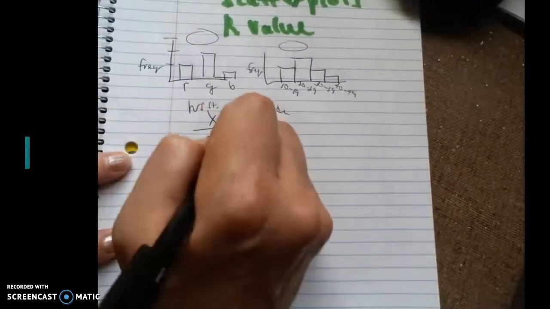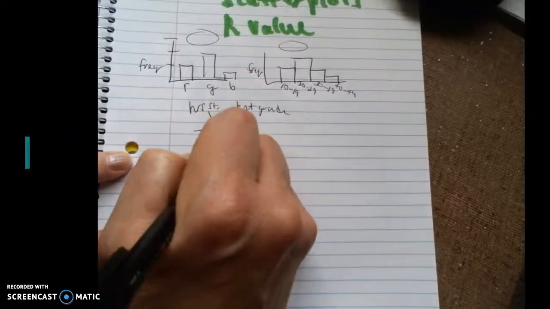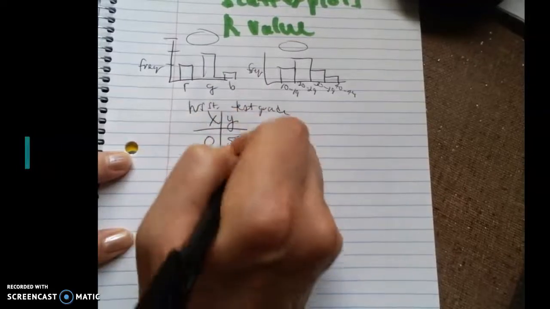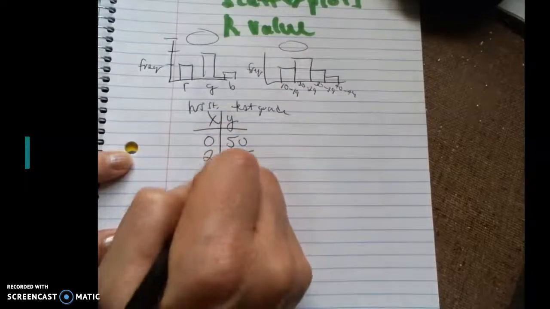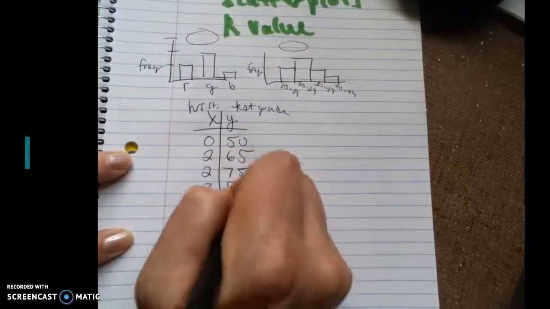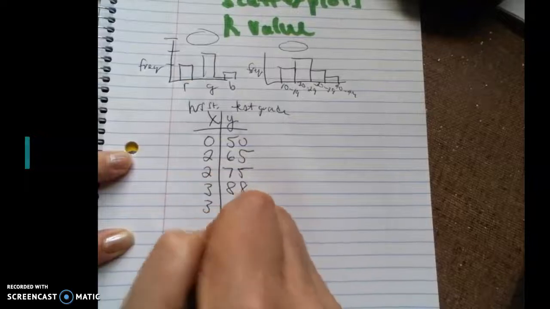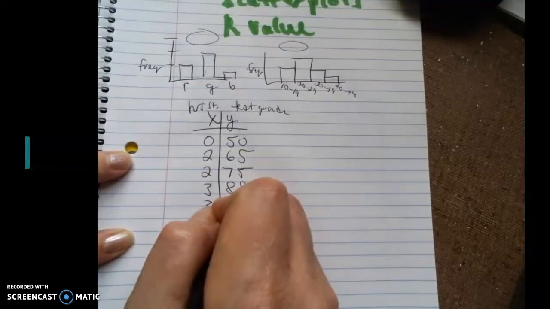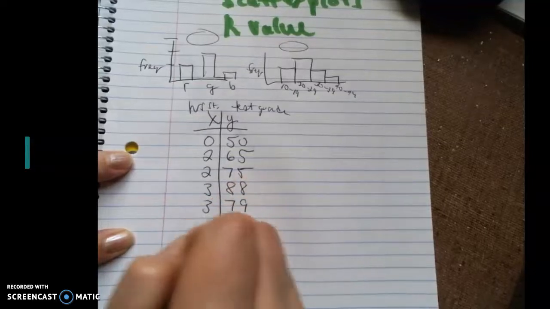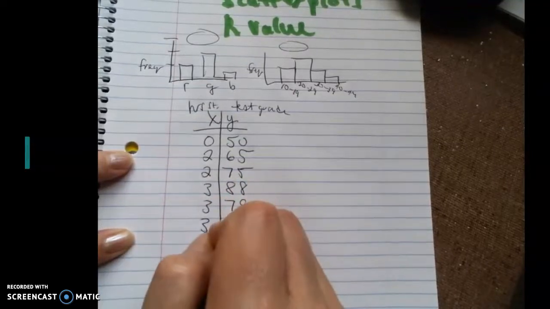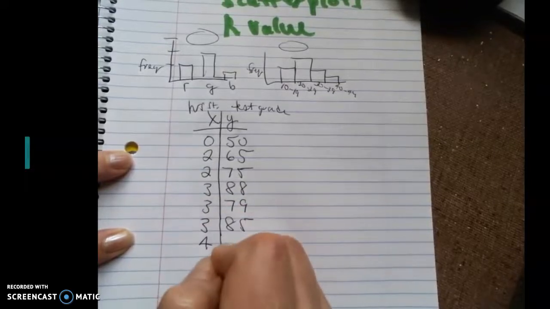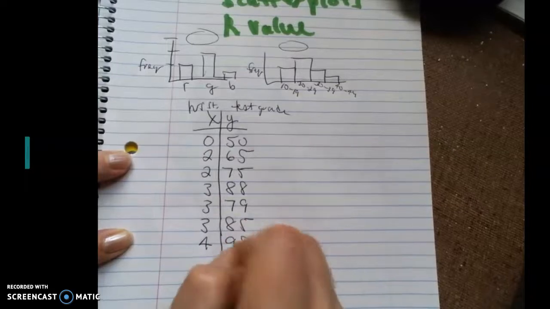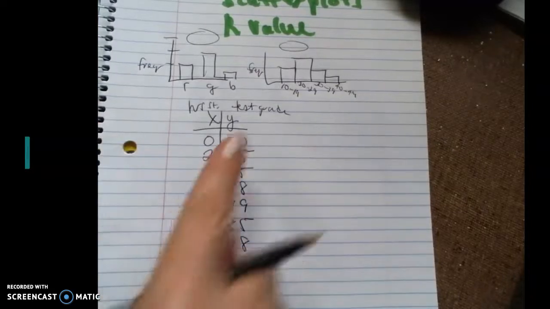So say someone studies 0 hours, they get a 50. Someone studies 2 hours, they get a 65. Maybe someone else studies 2 hours and gets a 75. 3 hours, and maybe they get an 88. And someone else studied 3 hours and they got a 79. And someone else studied 3 hours and they got an 85, and maybe someone studied 4 hours and got a 98 or something like that, okay? And so we can graph this.